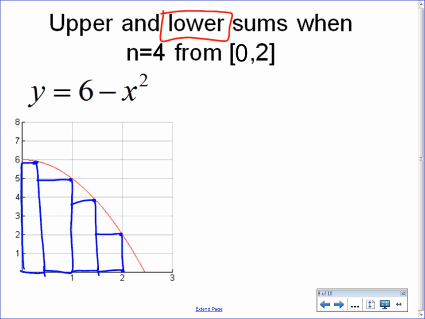Anyway, this first awful rectangle right here. It has a width of what? 1/2. And its height, what's the y? How do we find this y value right here? It's when x is 1/2. So if y equals 6 minus x squared, what's our y value here? 5 3/4, so 23/4.